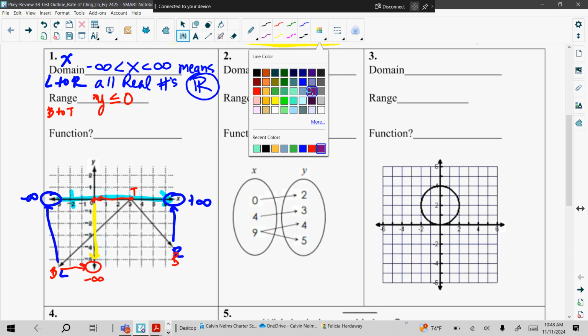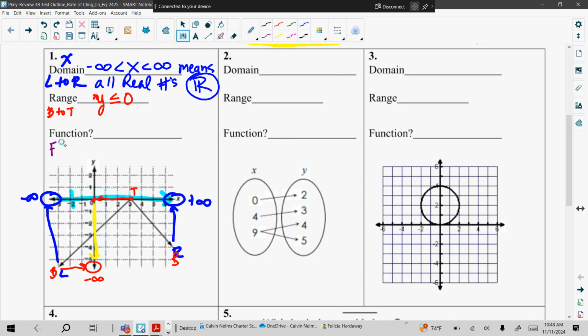For a graph, you have to use the vertical line test. Basically, I'm just writing vertical line test. And this was on your white set of notes, foldable. It was right after we did the blue, discrete and continuous. So basically, you just draw a vertical line anywhere on the graph.